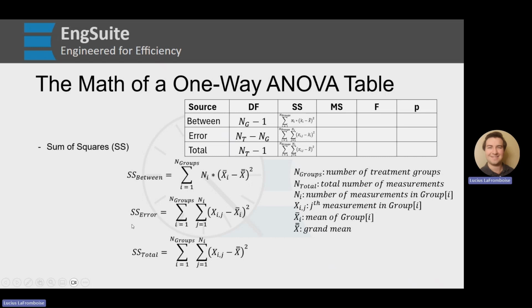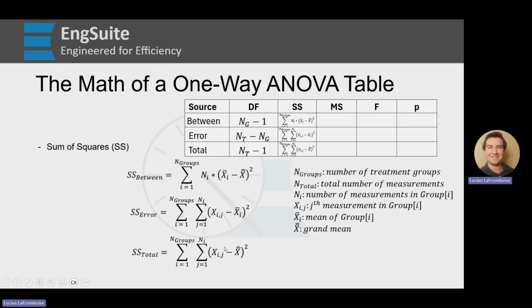Now, SS error, that is going to be across all groups. You're taking each individual measurement minus its treatment mean, squared. Okay, and when we're looking at the actual data in Excel, this is going to make a lot more sense, but it's the sum of the squared deviation of each measurement to its group mean.